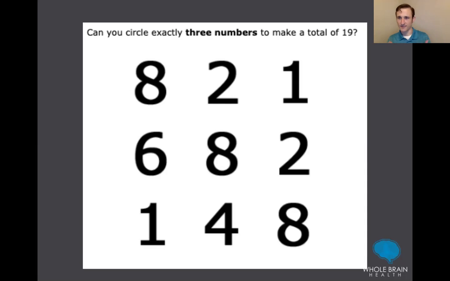Okay, did you figure it out? I'll give you a clue and then I'll give you a little more time. You can circle exactly 3 numbers. There's a difference between numbers and digits. I'll give you another 20 seconds, see if that helps.